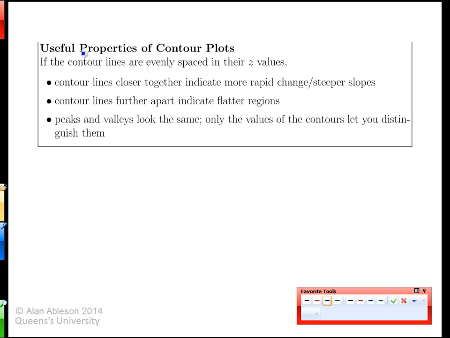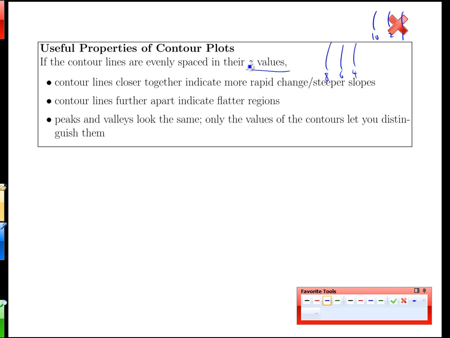Now, what are some useful properties that we can take advantage of when we study contour diagrams? One of the important assumptions that we're almost universally going to use is that the Z values in a contour diagram are evenly spaced. They're going to be labeled with numbers that change linearly, or are evenly spaced in Z. We're not going to see things where it's 10, then 2, then 1. Then interpreting the contour diagram gets a lot more challenging. So we're not going to do that.